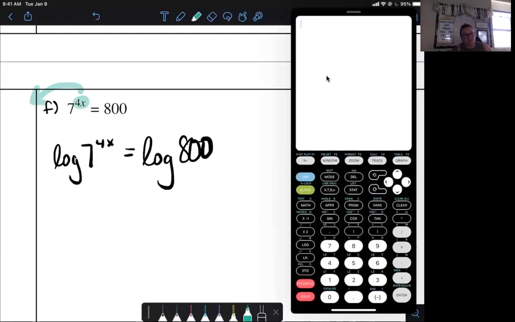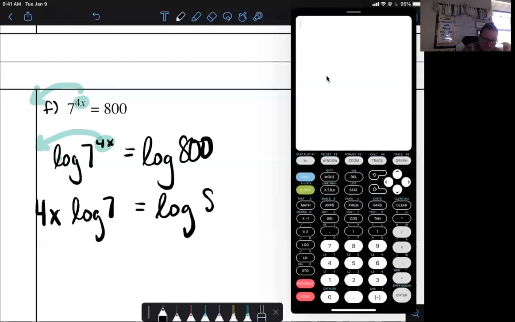So if I take the log of one side of an equation, to keep it equal, I have to take the log of the other side as well. So what I've done is I've just taken the log of both sides. Now, because a log is present, I can take this exponent and move it out in front of the log using the power property. So 4x times the log of 7 is equal to the log of 800.